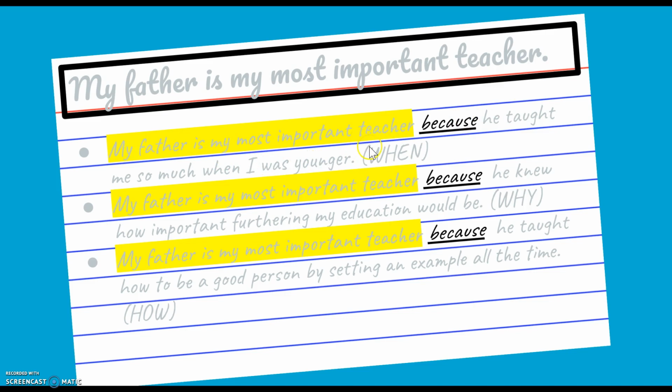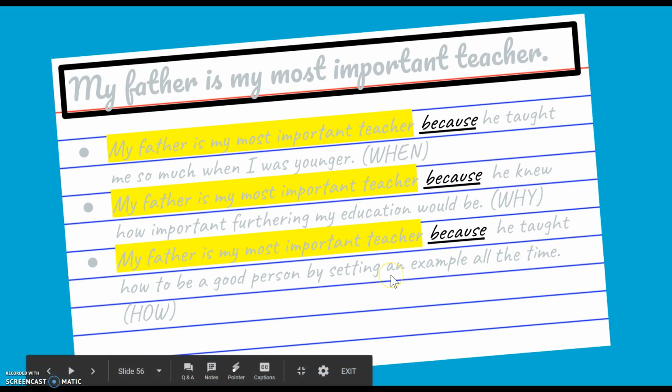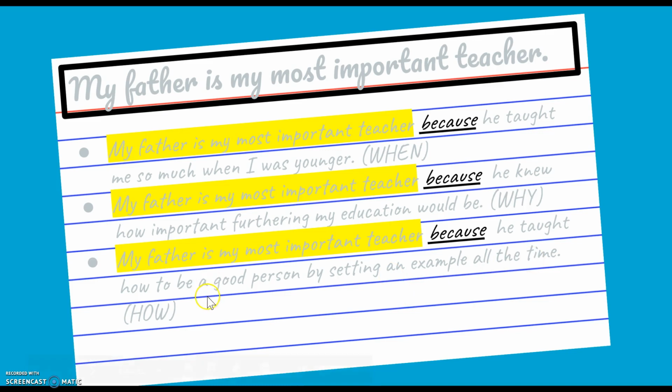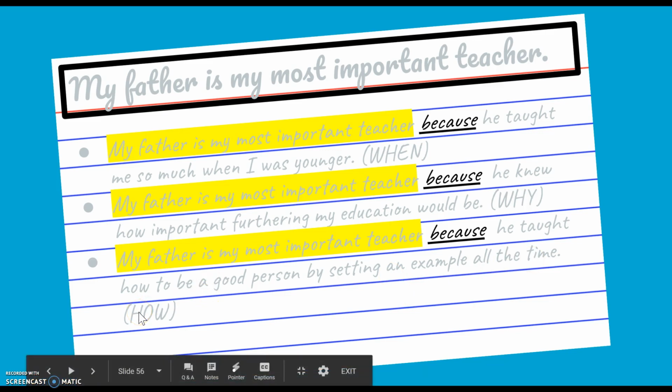That tells you when. My father is my most important teacher because he knew how important furthering my education would be. That's the why. And my father is my most important teacher because he taught me how to be a good person by setting an example all the time. And that is the how.